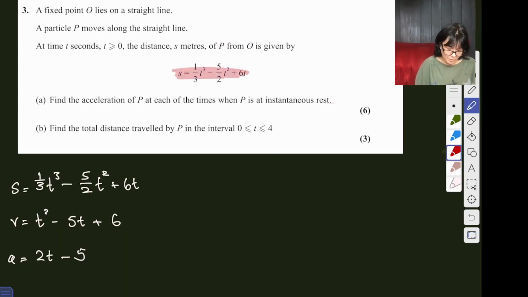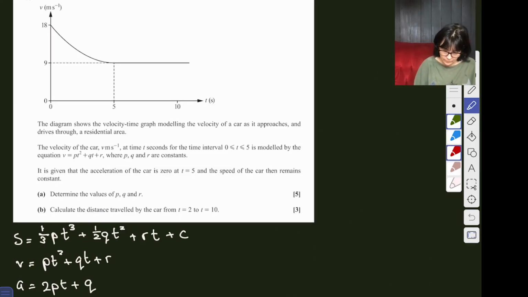This is how we know it's variable acceleration. Here we've got instantaneously at rest, and here we've got the distance between two known times. This is how we know it's variable acceleration. And we don't have instantaneously at rest, but we do have the distance between two known times.